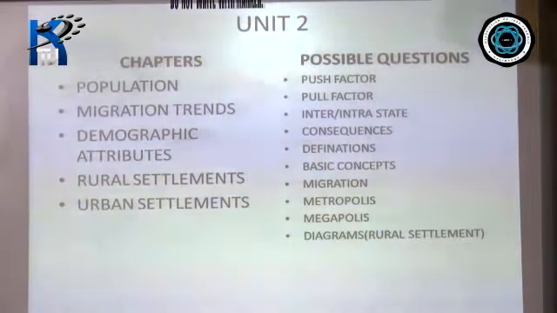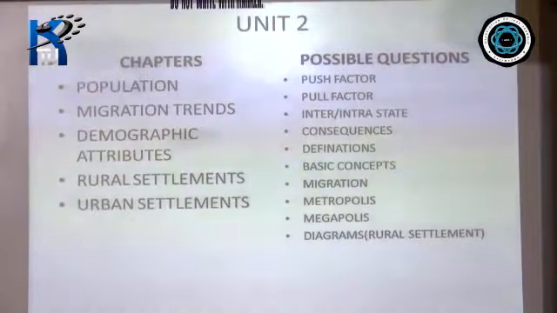Now, what do you mean by density of population? How is the density of population calculated? What is the reason behind low density of population in place A and place B? Which state has the highest density of population, and which has the lowest? So these are the common questions from population.